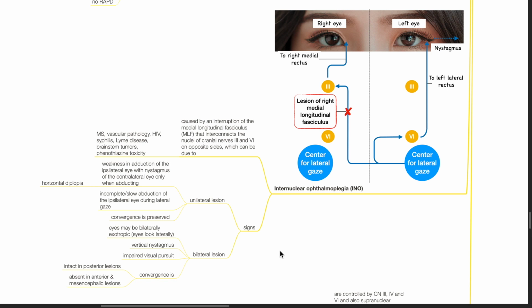Signs of INO, if there is a unilateral lesion, include weakness in adduction of the ipsilateral eye, with nystagmus of the contralateral eye only when abducting, and horizontal diplopia occurs. There is incomplete or slow abduction of the ipsilateral eye during lateral gaze, but convergence is preserved. For bilateral lesions, the eyes may be bilaterally exotropic, vertical nystagmus may occur, and visual pursuit is impaired. Convergence is intact in posterior lesions but absent in anterior and mesencephalic lesions.